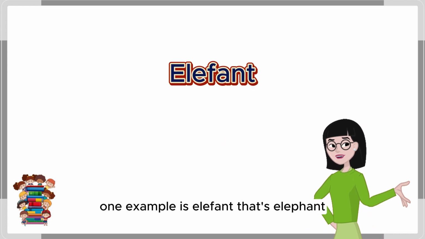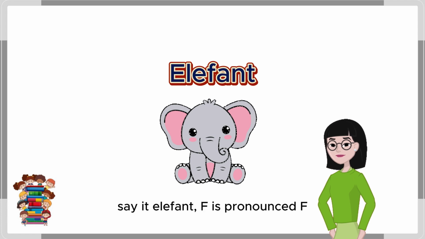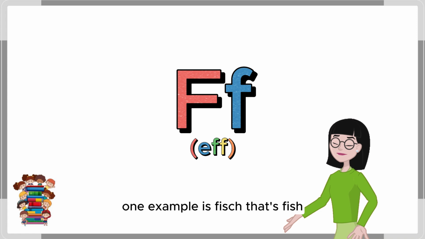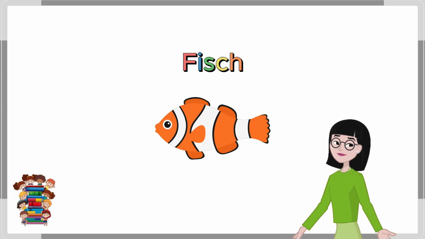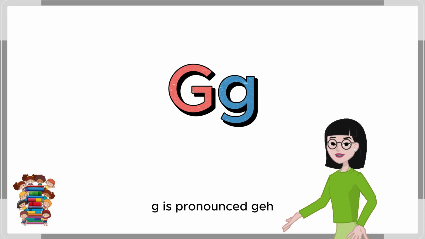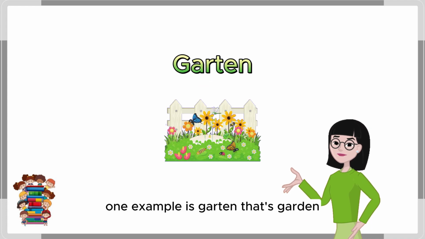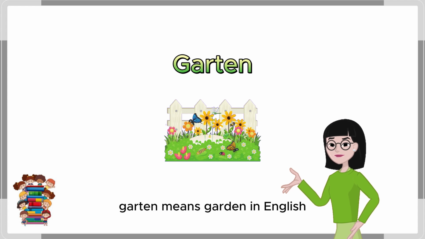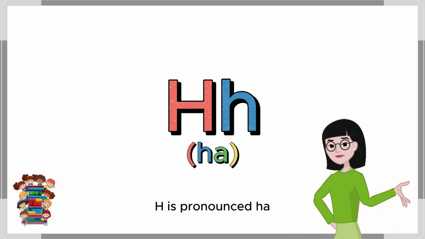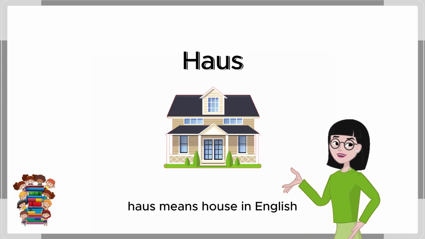E is pronounced ay. One example is Elefant, that's elephant. Elephant means elephant in English. Say it, Elefant. F is pronounced eff. One example is Fisch, that's fish. Fish means fish in English. Let's say it, Fisch. G is pronounced gay. One example is Garten, that's garden. Garten means garden in English. Say it with me, Garten. H is pronounced hah. One example is Haus, that's house. House means house in English. Say it, Haus.